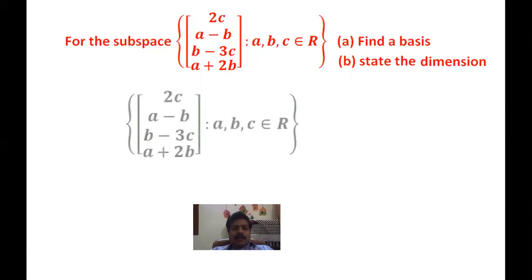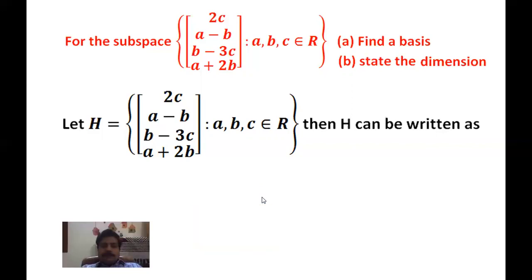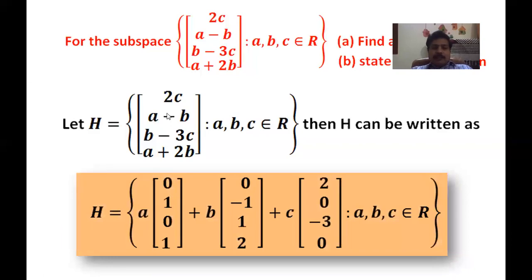So let us name the given subspace. Let H be equal to the set of column matrices [2C, A minus B, B minus 3C, A plus 2B] such that A, B, C belong to R. Then H can be written as, so this column matrix can be written as H is equal to the set of A times [0, 1, 0, 1]. Since in the first row A is absent, it is 0, and in the second row there is 1A, so it is 1, and in the third row A is absent, so it is 0, and in the fourth row it is 1. So 0, 1, 0, 1.